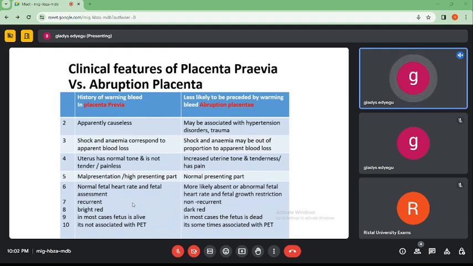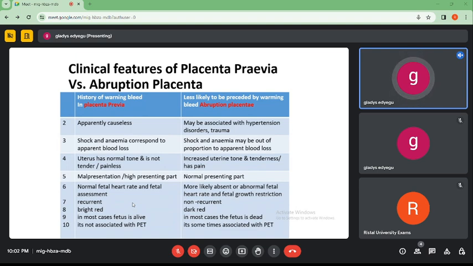When you look at the other side, you see the blood is dark red, then you suspect abruptio placentae. In most cases with placenta previa, the fetus is alive because it doesn't affect the baby. But with abruptio placenta, in most cases the fetus is dead because the placenta has detached, so it has affected the life of this baby, and the baby can easily die.